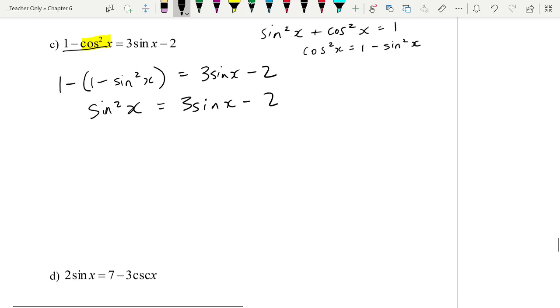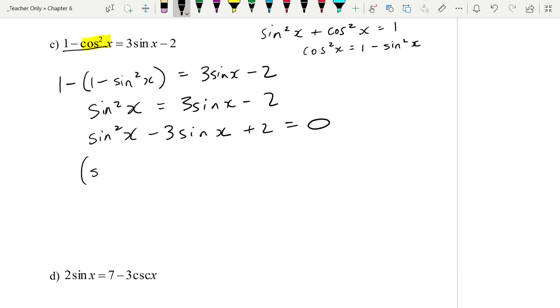Okay, now what? It's a quadratic. How do you solve quadratics? Move everything to one side. Notice that's kind of the way we solve most of these because our factoring skills tend to come up more than any other type of algebra skills. And factoring kind of needs to have 0 on the other side to work. And now I think about this as x squared minus 3x plus 2, which is (sine x minus 2)(sine x minus 1).